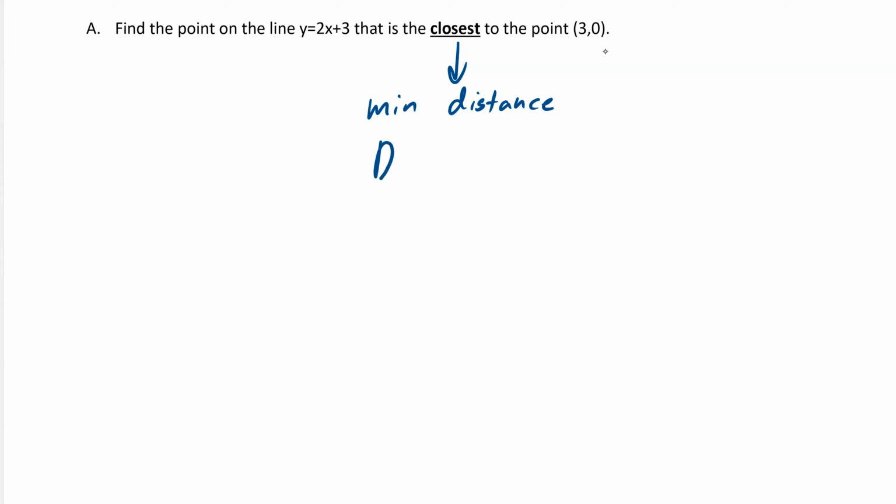And so our distance formula is d squared equals the difference in the x's squared plus the difference in the y's squared. This is our a squared plus b squared equals c squared. There are other videos that will explain the distance formula for you, but that's what we are using.